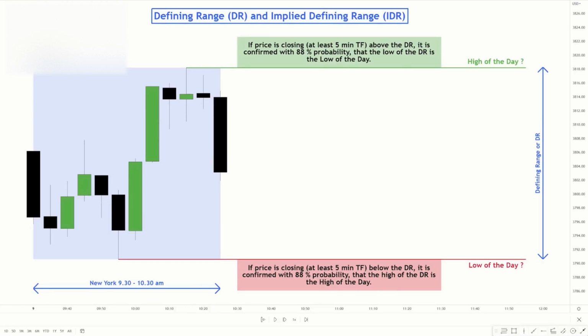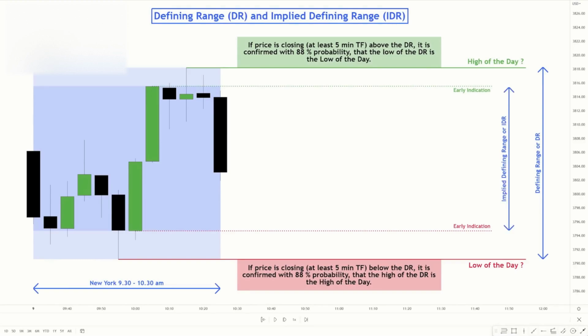I will show you the implied defining range, or short IDR. For that, we draw another box and mark the highest body and the lowest body in the DR. And voila, we have our IDR.